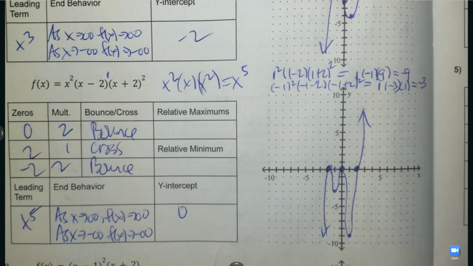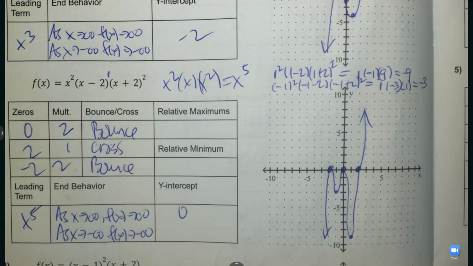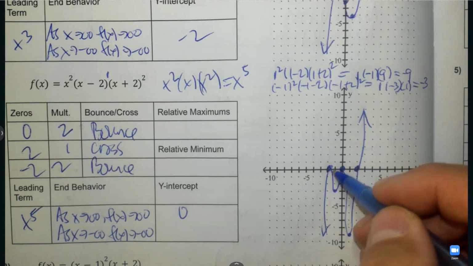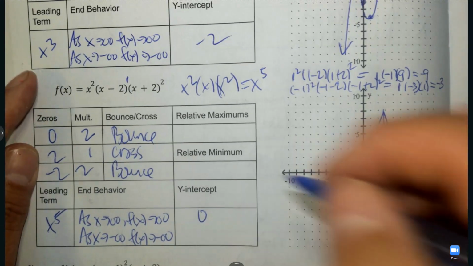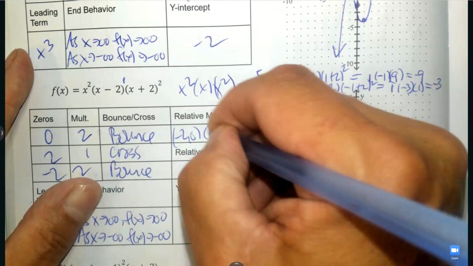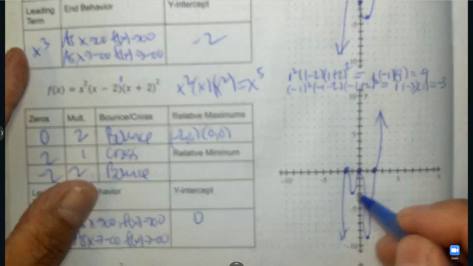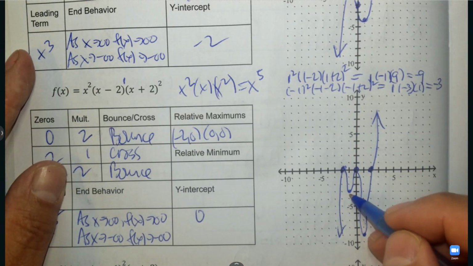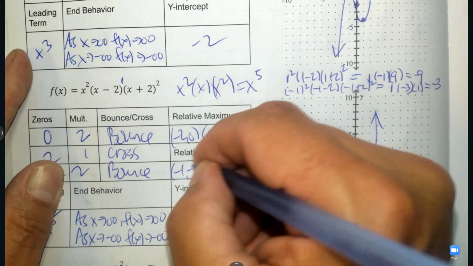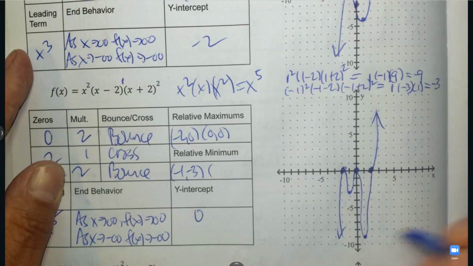So recognize where it bounces and where it crosses. So we have a maximum at -2, 0. We also have a maximum at 0, 0. We have a minimum at -1, -3, and we have another minimum at +1 and -9.